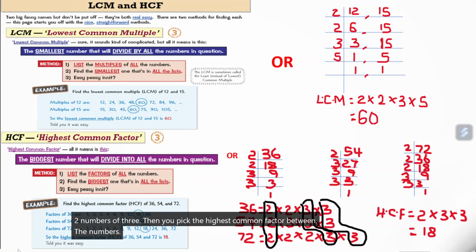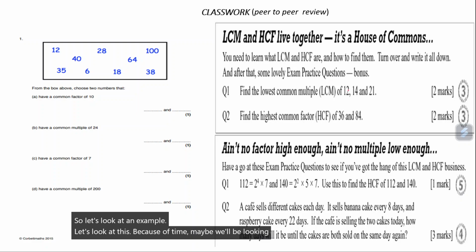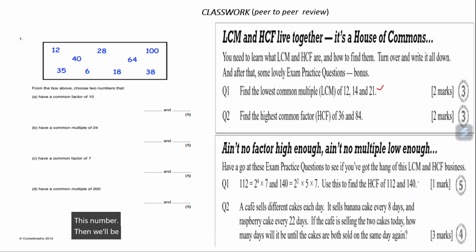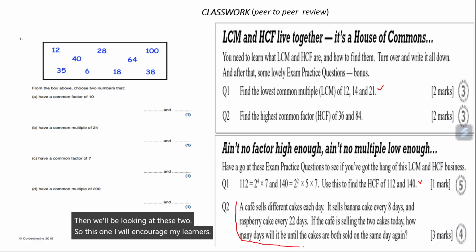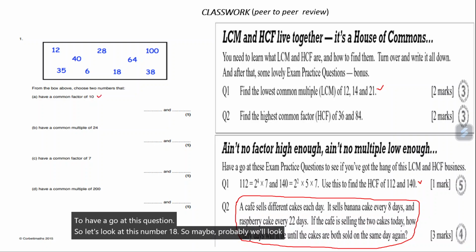So let's look at an example. Because of time, maybe we'll be looking at this number, then we'll be looking at these two. This one, I will encourage my learners to have a go at this question. So let's look at this number 1A. Maybe we'll look at 1A and B.